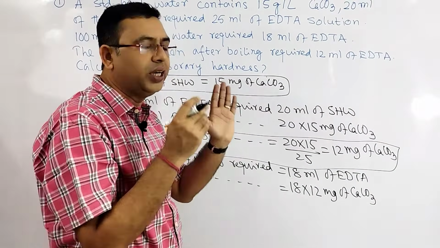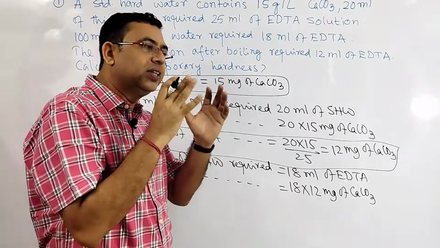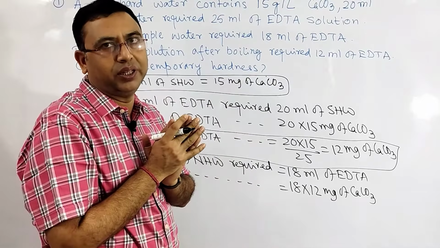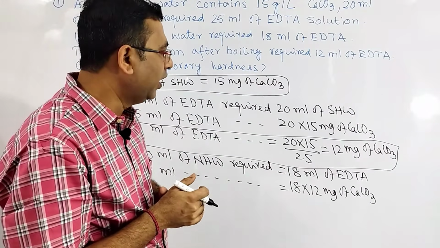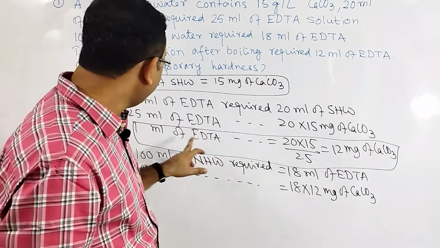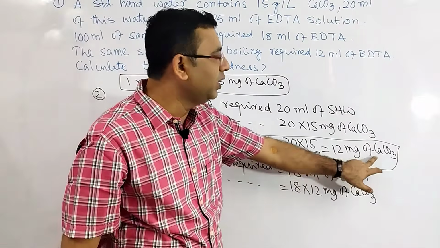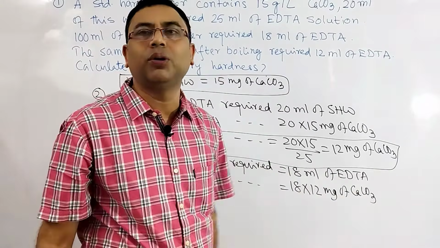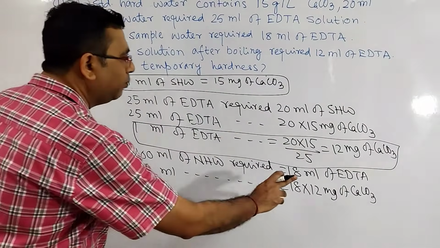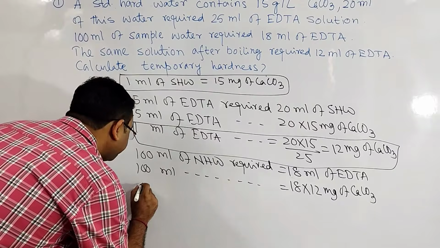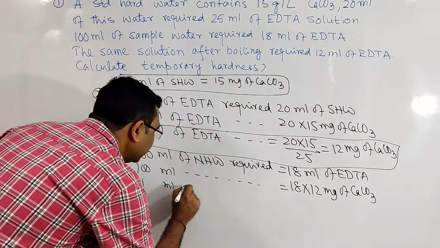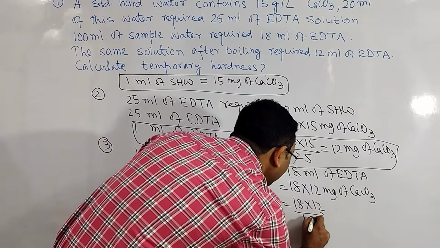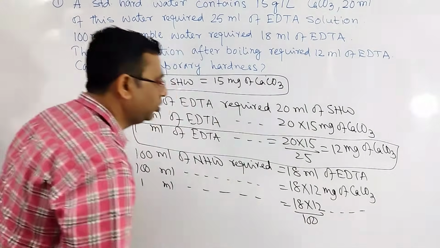Now why did I do it? Because I already told you that we want the hardness in milligram per liter of calcium carbonate. So 1 ml of EDTA means 12 milligram of calcium carbonate, so 18 ml means 18 into 12 milligram. So 100 ml contains this much. Then 1 ml contains 18 into 12 by 100 milligram of CaCO3.